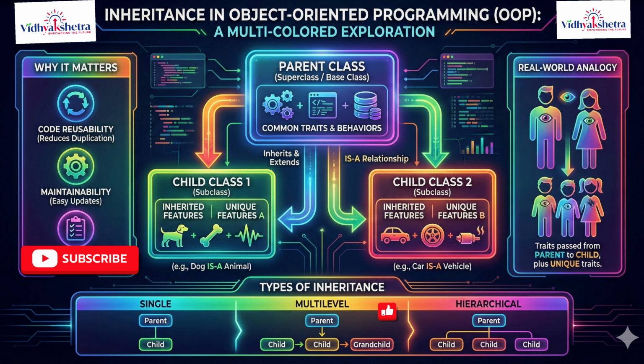In today's lecture, we are going to discuss one of the most powerful and widely used concepts in object-oriented programming, known as inheritance. Inheritance is one of the four fundamental pillars of OOP, along with encapsulation, abstraction, and polymorphism. This concept plays a crucial role in designing real-world software systems because it allows programmers to reuse existing code, reduce redundancy, and create a logical relationship between different classes.